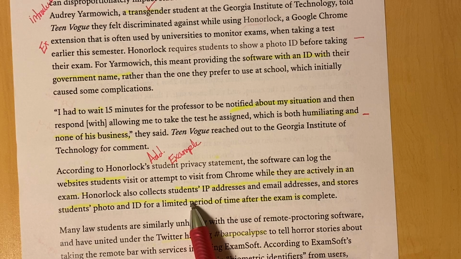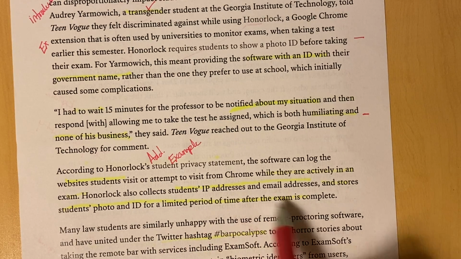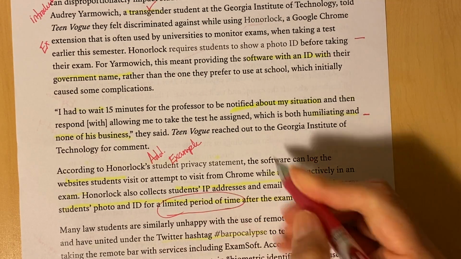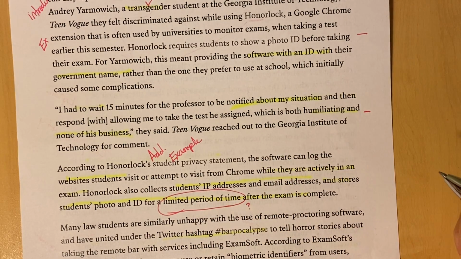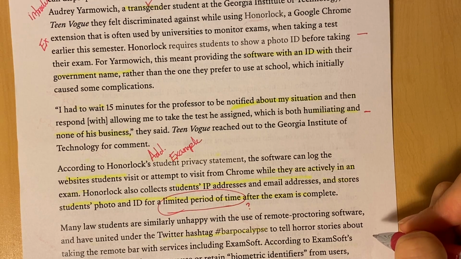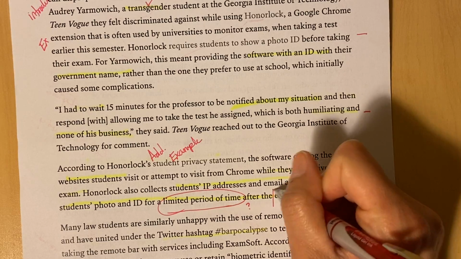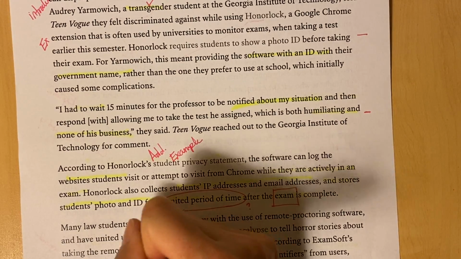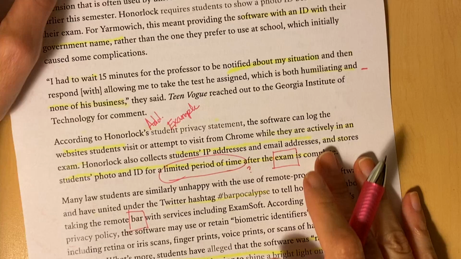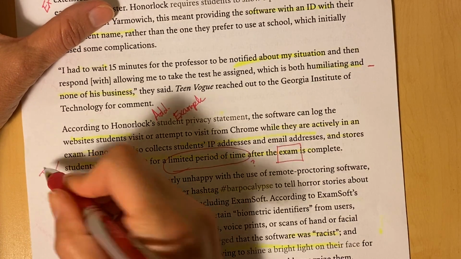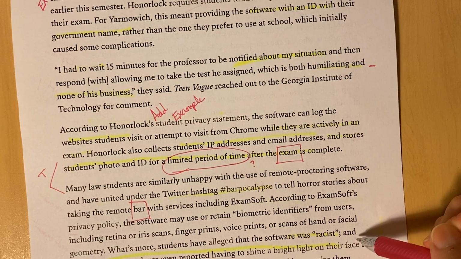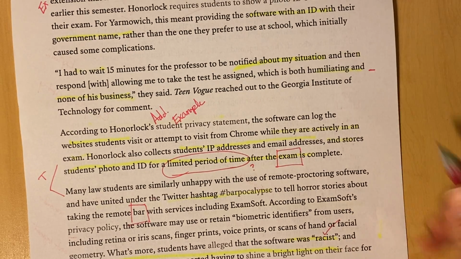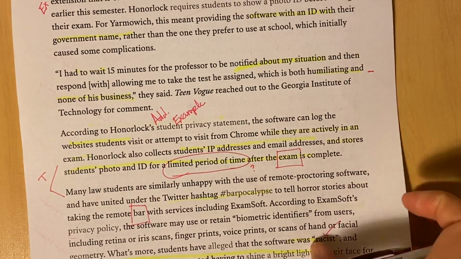While they actively collect students' IP addresses, email address for a limited, I'd be very curious about the limited time period. Right? Many law students are somewhat unhappy. United Health Services taking remote bar. Okay, so here's a transition where they're talking about an exam, and a big exam that we all might be familiar with is the bar exam. And so this is transitioning to a very new idea. Here we go. Students have alleged it's racist, right? Which is another problem that we're seeing here, another social issue.